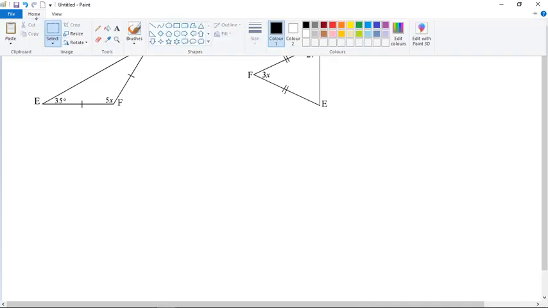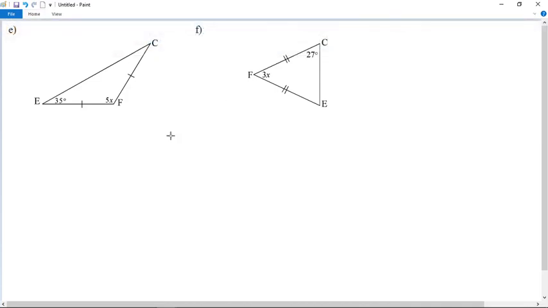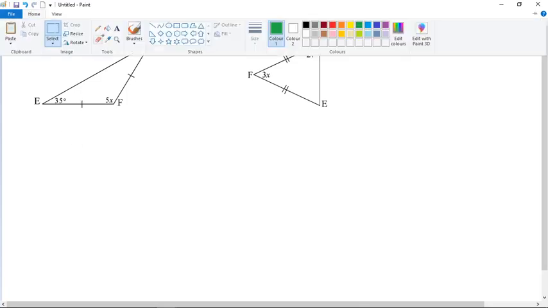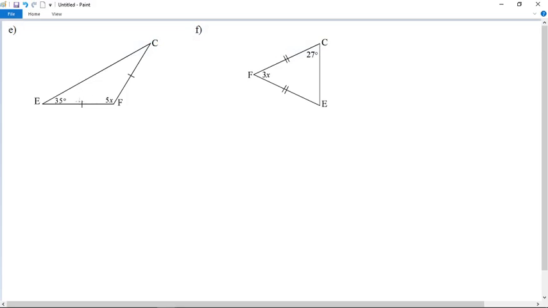Alright, let's look at the last two parts of number 7. There wasn't space for them on the other piece of paper. Once again here, you can see that we have an isosceles triangle. Okay, see here, these two sides are marked as equal. So CF equals EF. Triangle CEF is isosceles.